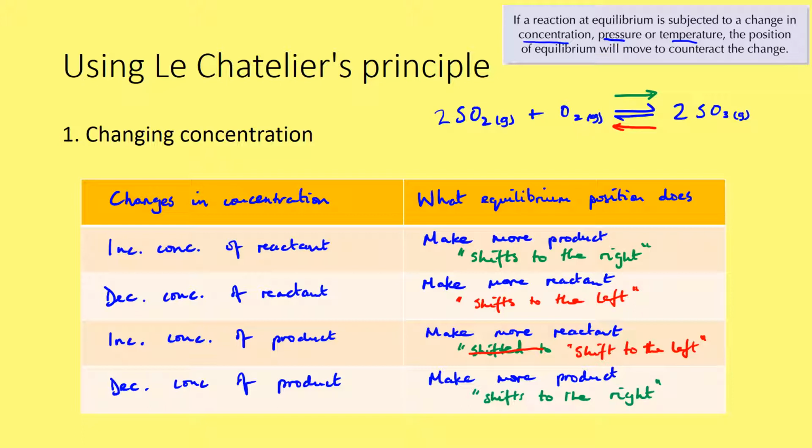There we go. Hopefully that summarizes the changes in concentrations that are possible. And there's only 4, because if you change one reactant, it has the same effect as changing a different reactant. So there's only 4 changes of concentration that you can do, and they are the 4 different responses that the equilibrium position makes in order to counteract those changes that we've made to the original equilibrium position.